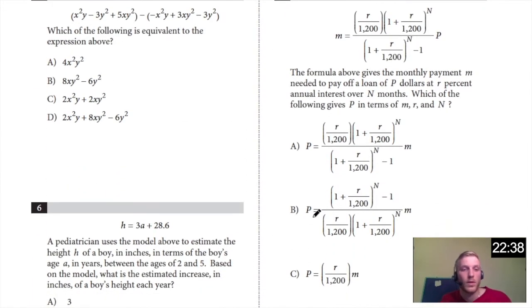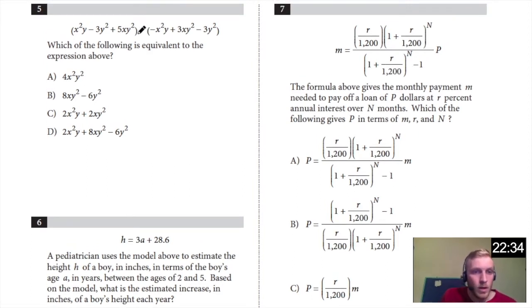Let's move on to the next question. So question 5, it looks like we have 2 polynomials that we are combining. Let's see, which of the following is equivalent to the expression, also two expressions we're combining. So the first thing I'm going to do is make this minus sign into a plus sign. You don't have to do this to solve this, but for me it's easier to think of it in terms of adding these. So I'm going to change the sign of each term here.